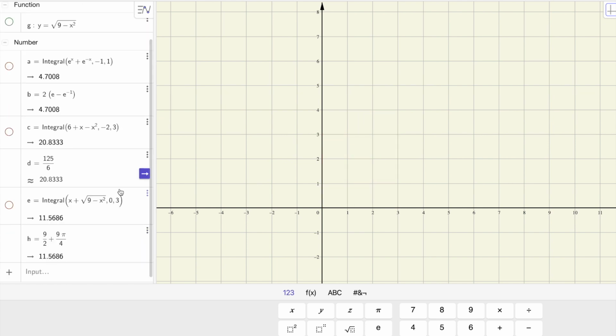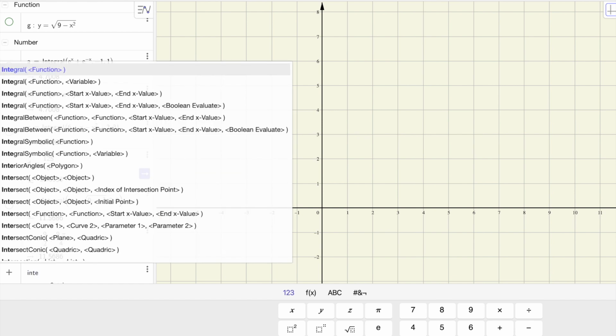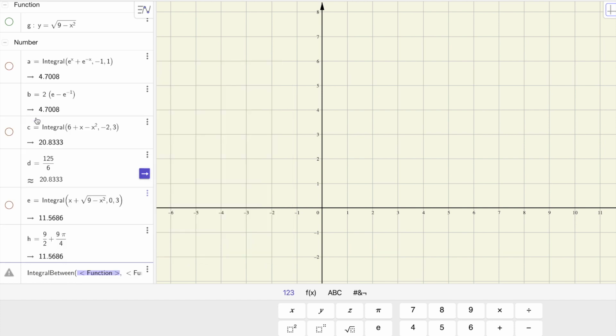Okay, and then there is also another feature I saw in GeoGebra. It is integral between, you see, integral between, this one without that boolean evaluated at the end. So you need to give two functions. So what are your functions? You just type them. Hopefully GeoGebra will take care of everything. So I just punched them in. I don't care which one is on top.